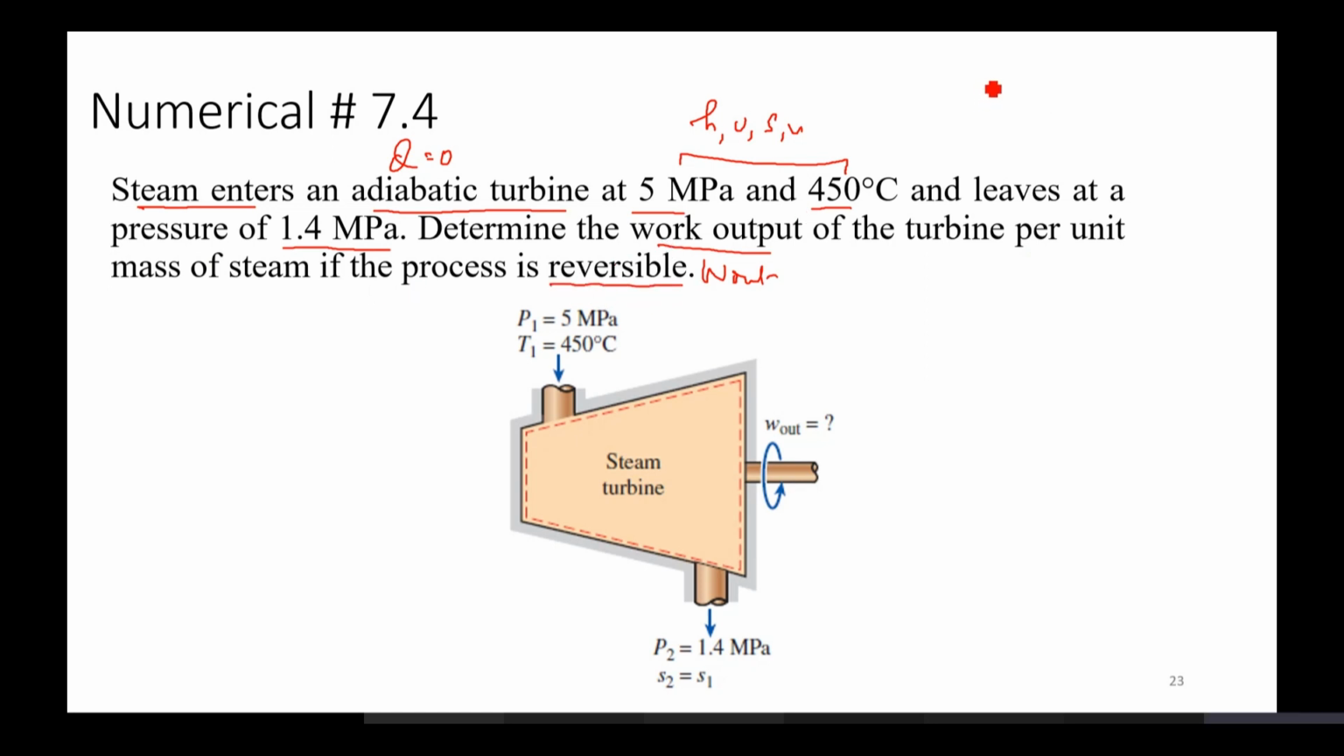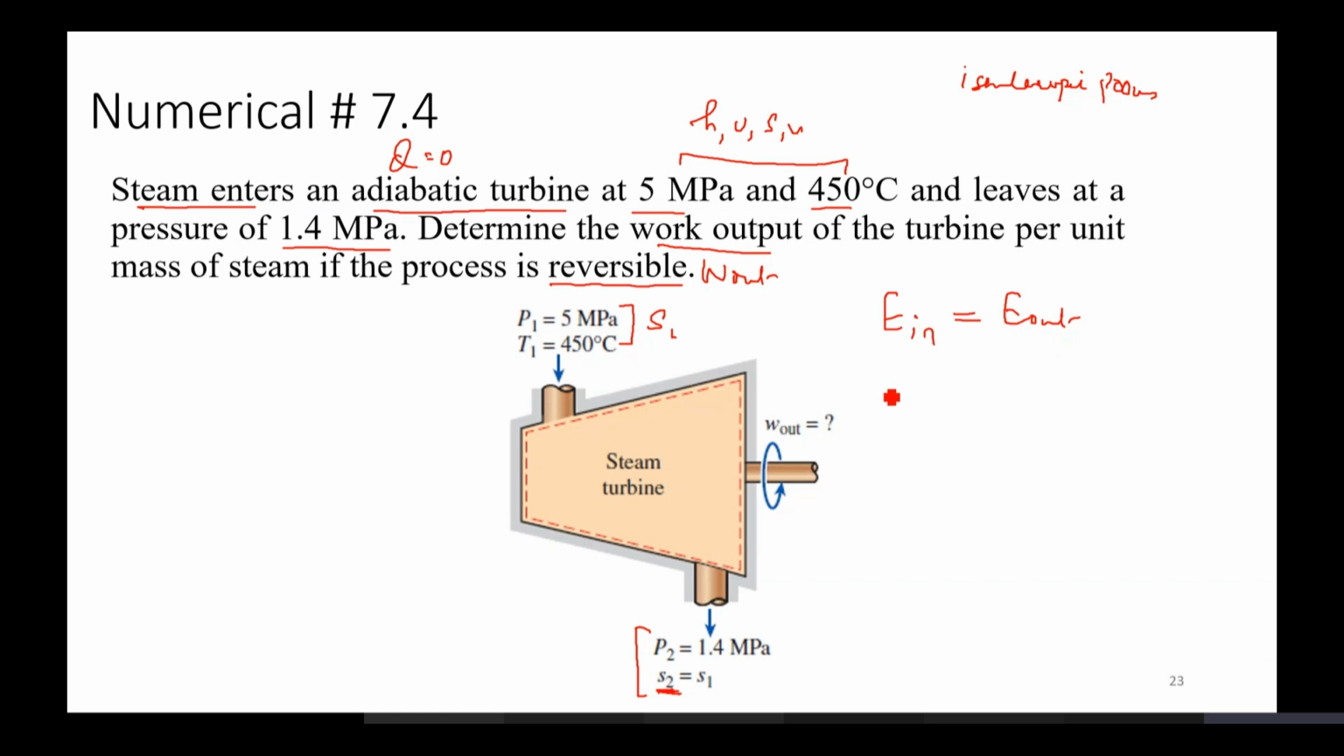So adiabatic reversible process entropy is what? It is an isentropic process. That means at this condition S1 would be the same as S2. So you have two properties also at the exit. Is it clear? Yes, sir. So if you look at the steam turbine, you know energy principle E in is equal to E out.